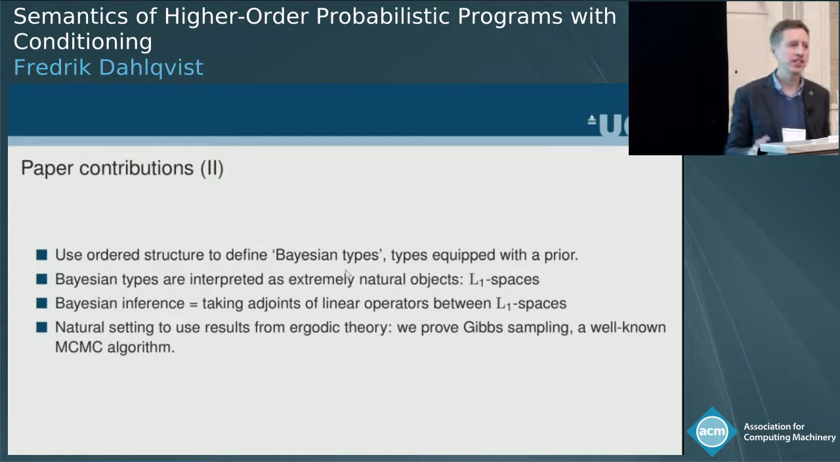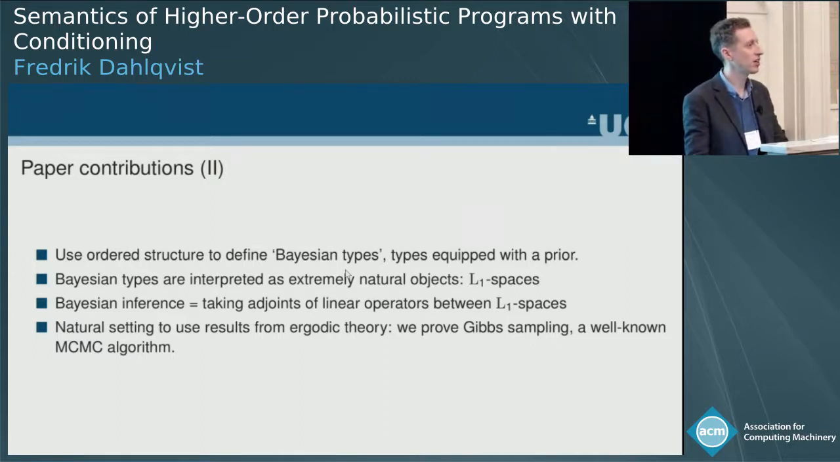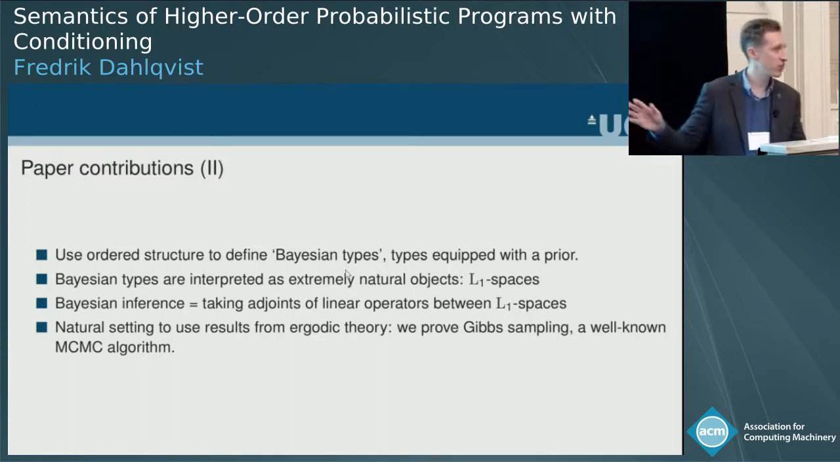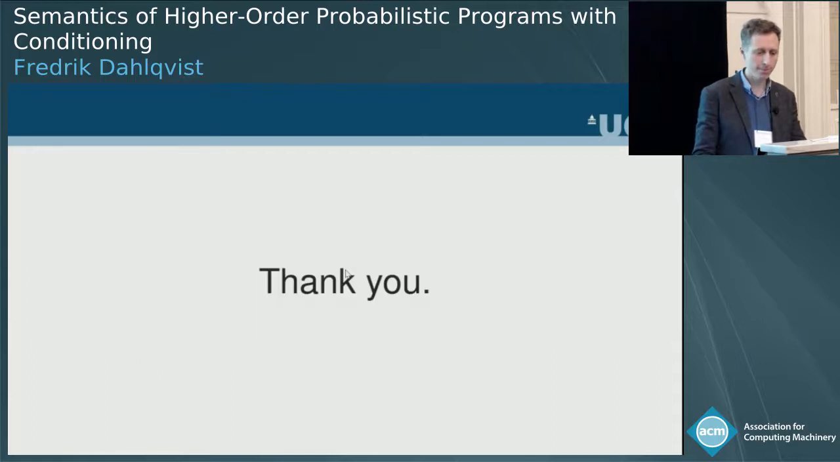Moreover, this setting of linear operators between L1 spaces allows us to have access to a wealth of results in ergodic theory. And ergodic theory is what allows us to reason about these MCMC algorithms, which we saw in the previous talk, okay? Because the convergence is essentially an incarnation of ergodic theorems. Okay, so one side advantage of this formalism is that we are in the right mathematical universe to prove MCMC algorithms correct very naturally. Thank you.